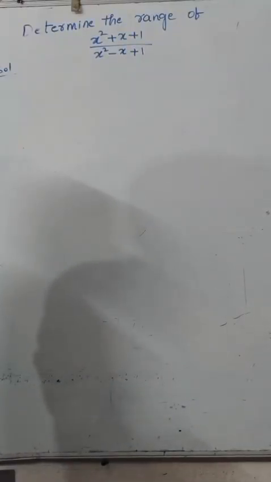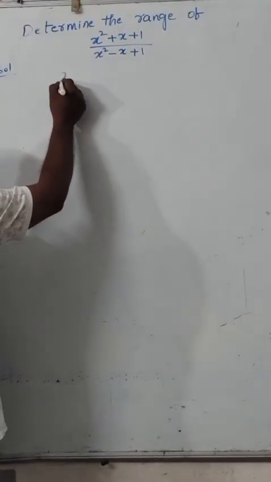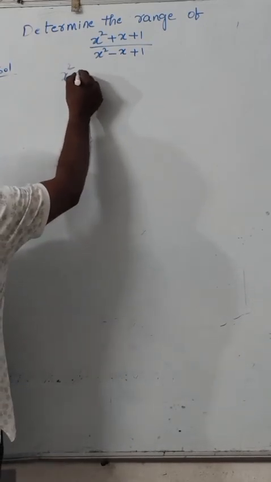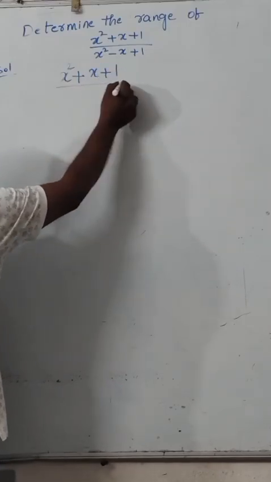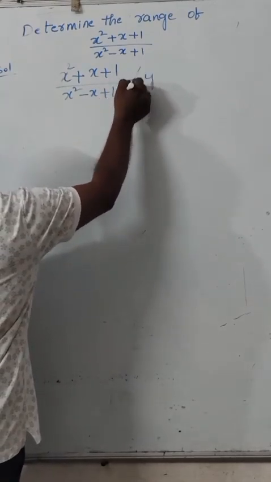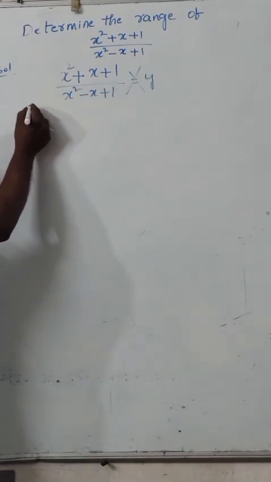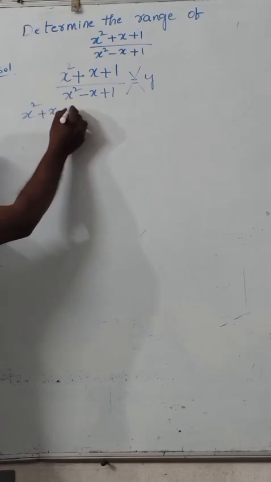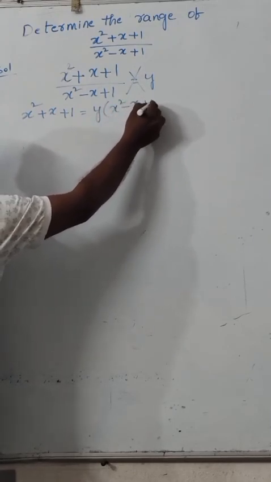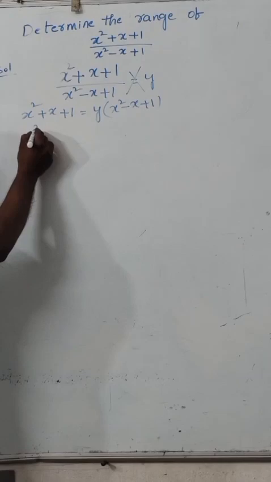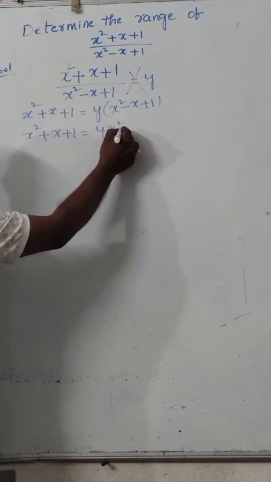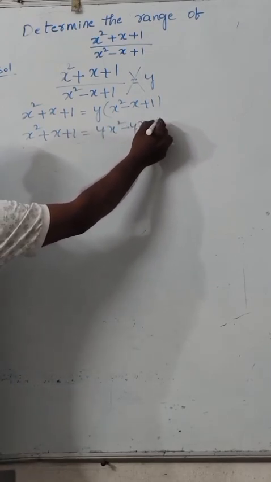Find the range of the quadratic equation, that is (x square plus x plus 1) by (x square minus x plus 1) is equal to y. By cross multiplying, that is x square plus x plus 1 is equal to y into (x square minus x plus 1). By simplification, x square plus x plus 1 is equal to yx square minus yx plus y.